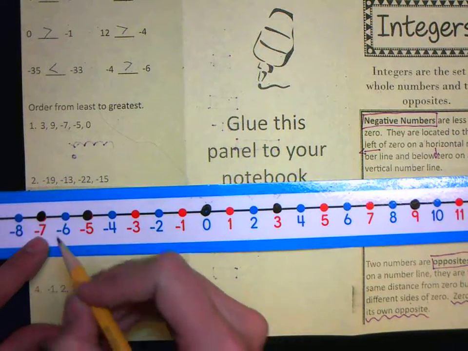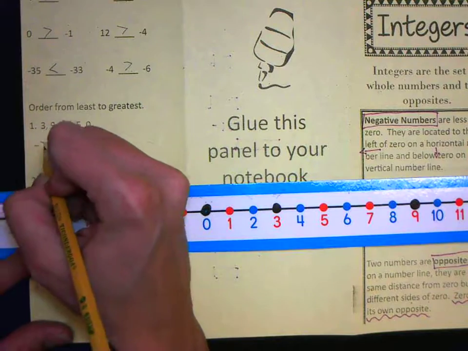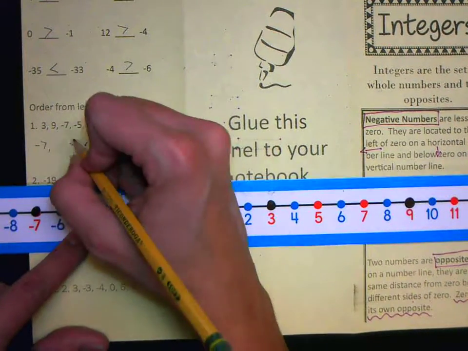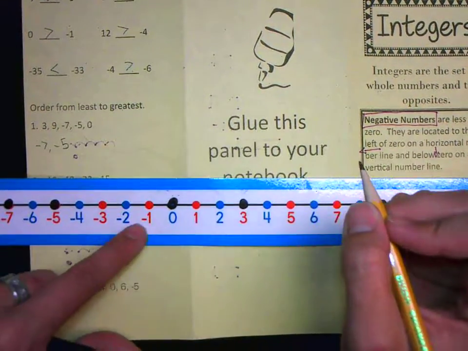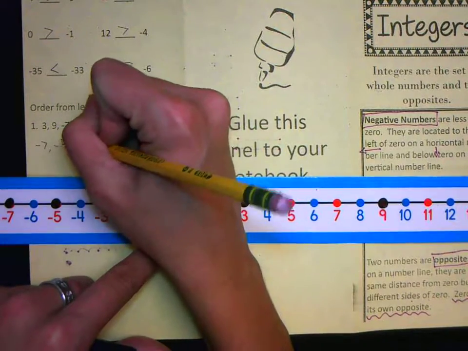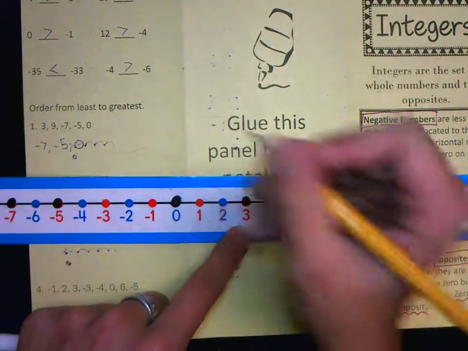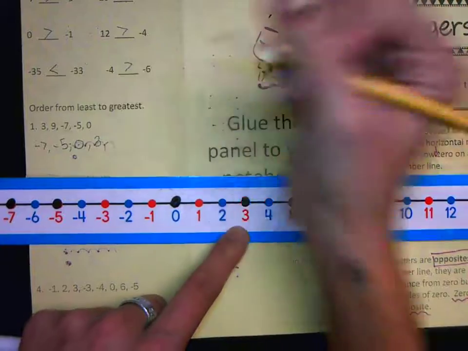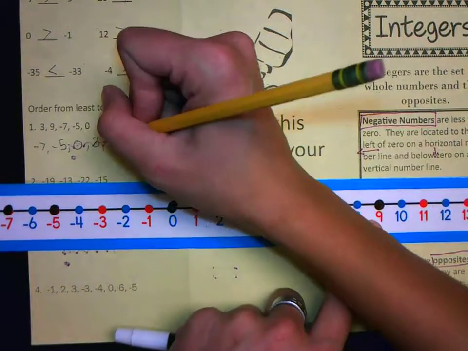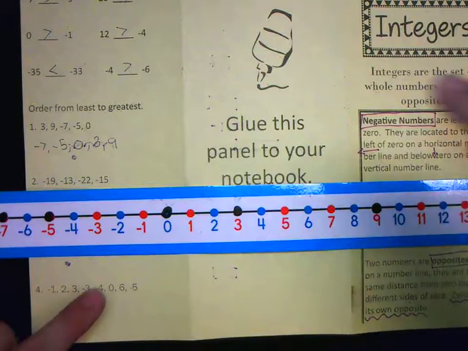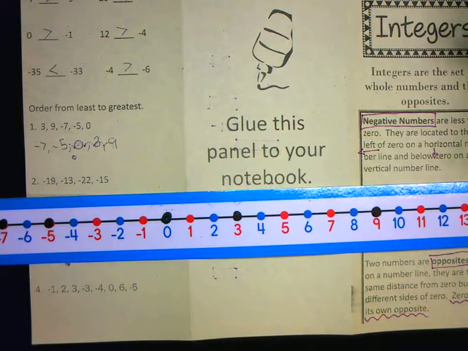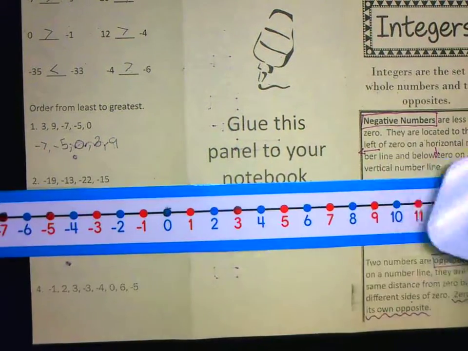So the one furthest from 0 is negative 7. The next one is negative 5. The next one is going to be 0. The next one's going to be 3. And my last one's going to be 9. All right. We're going to erase all of our points.